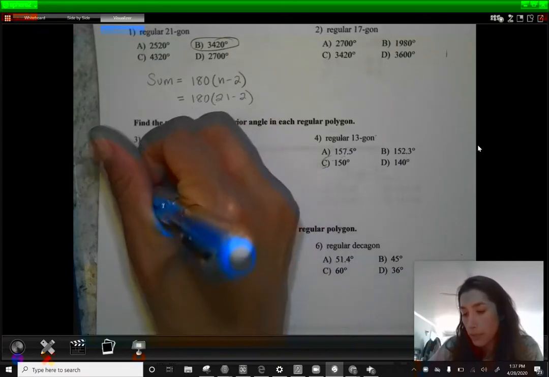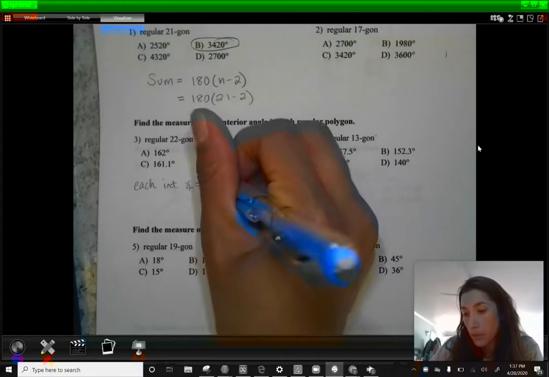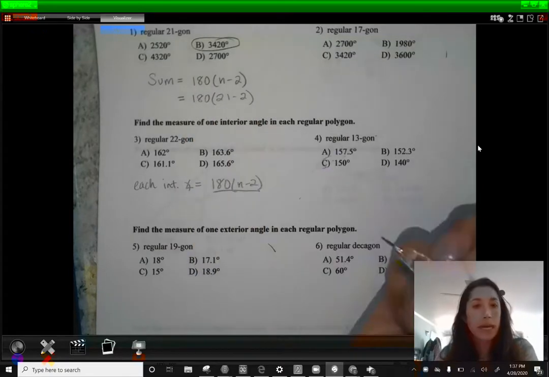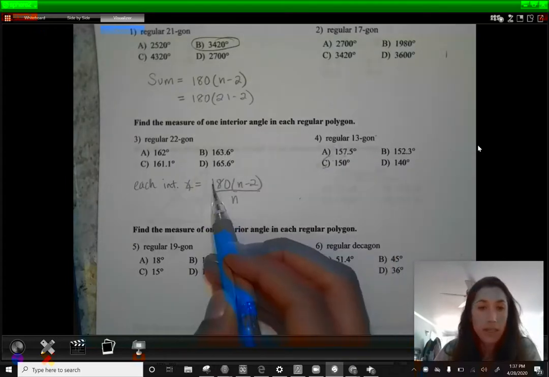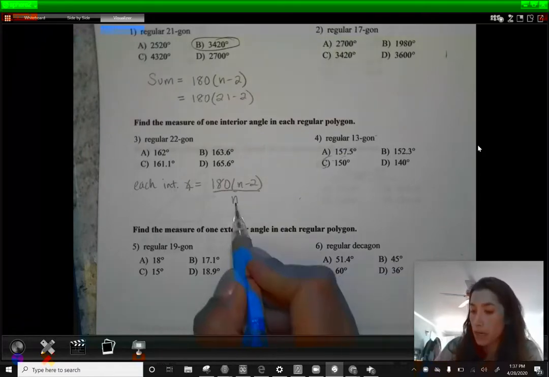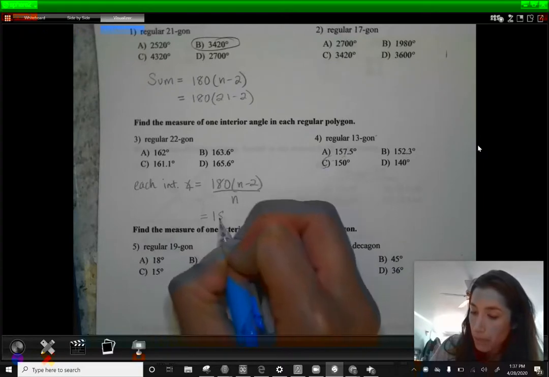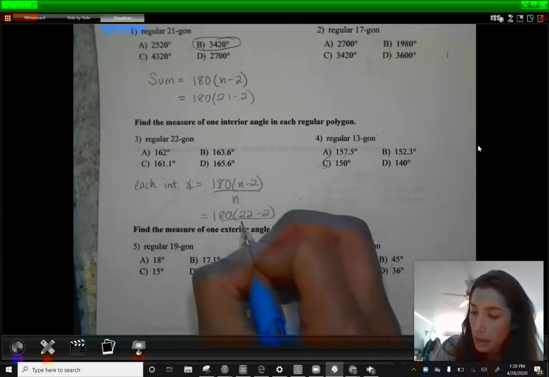So each interior angle is equal to 180 times n minus 2. But then we need to divide by how many sides or how many angles we have. So this on top is giving us the entire degree for that shape, the sum of all the angles, and then we divide by how many sides we have. So in our formula here, we would do 180 times 22 minus 2, and then we're going to divide that by 22.